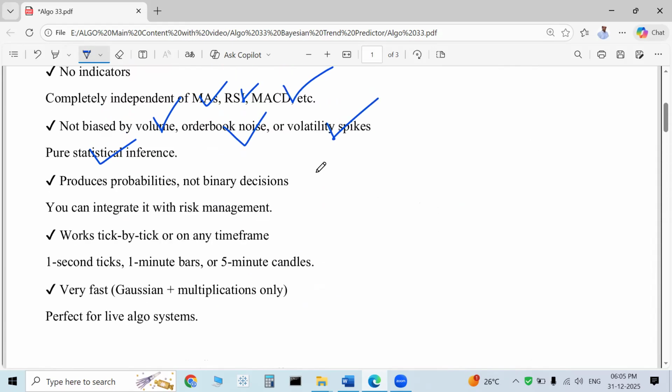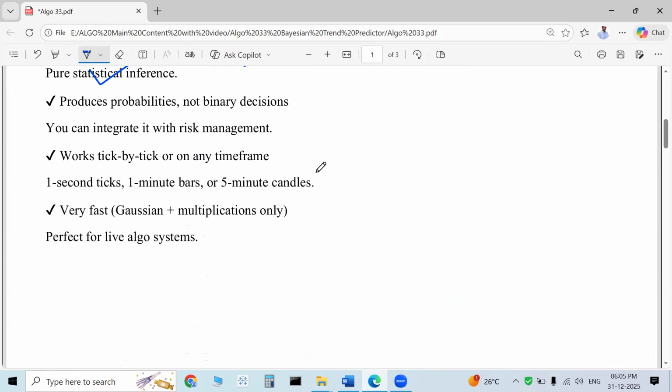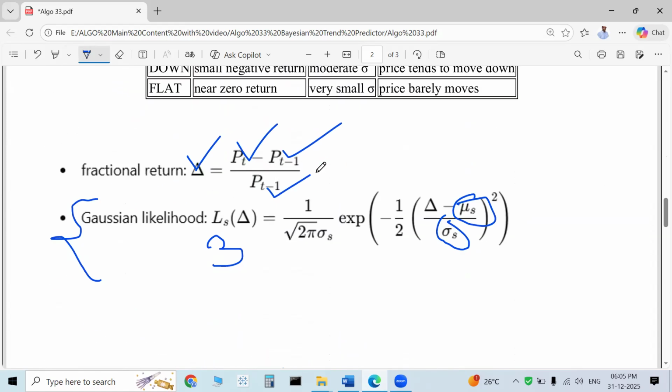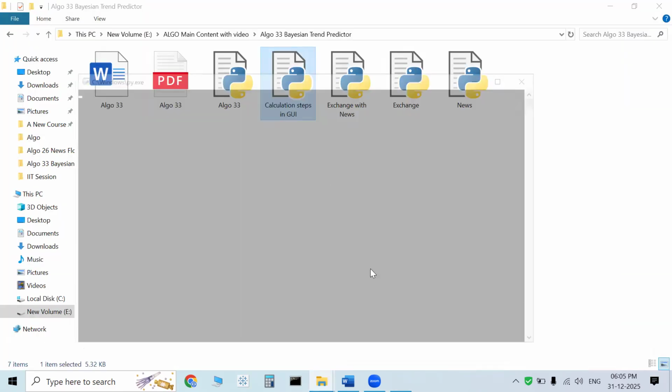So first let me tell you the basic theory. It is a trend predictor. It works on statistics. It works on Bayes theorem. It does not require any indicator. It does not depend on any volume or volume spike, volatility. It is pure mathematics, and it is going to calculate using this formula. Okay, now let me show you this in the actual GUI.